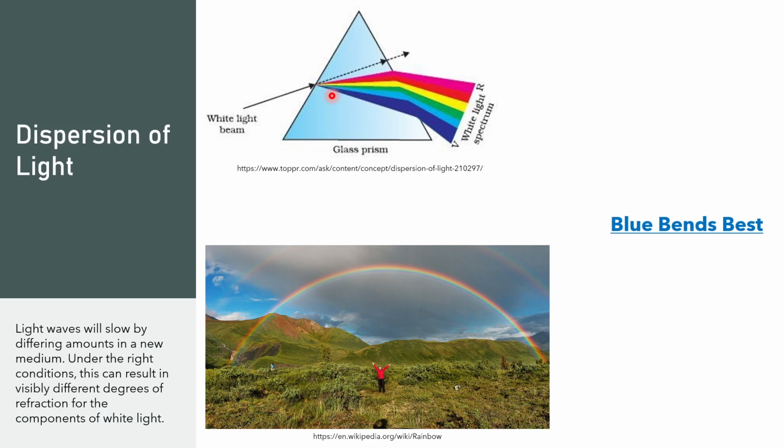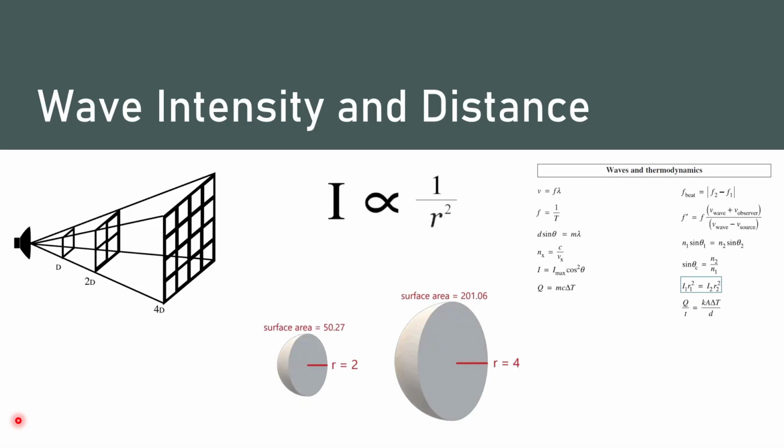So under the right conditions, this can result in visibly different degrees of refraction of the components of white light. The bigger the degrees of refraction, the more clearer we see a rainbow style image. And this essentially is how rainbows are created in everyday life. The phenomena is due to the refraction of white light. Something to remember is that blue bends best. It's a little bit of an easy way to remember that blue light or light of higher frequency will incur larger amounts of refraction.